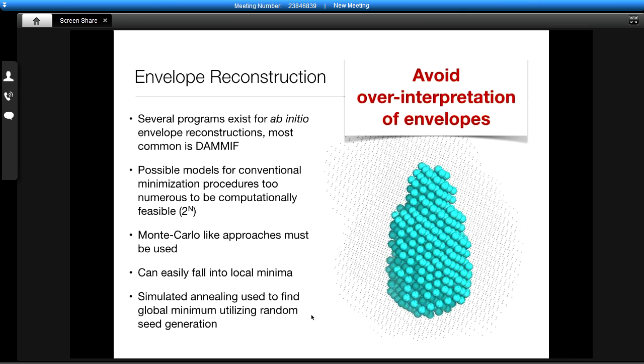The problem with this is that you can still fall into local minima, so it's very, very important that you avoid over-interpreting your envelopes. Envelopes are very nice pictures. They're great to generate hypotheses and to possibly validate some largely discrepant models. But you want to make sure you don't over-interpret envelopes. It's very easy to do.